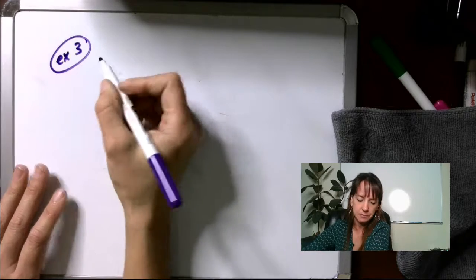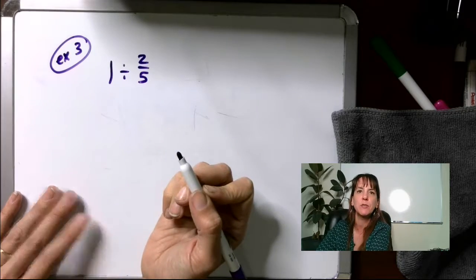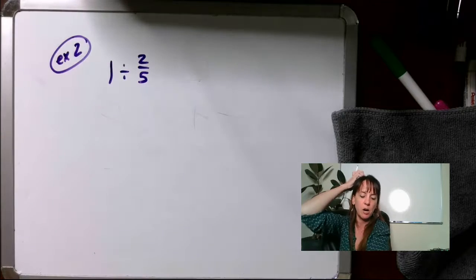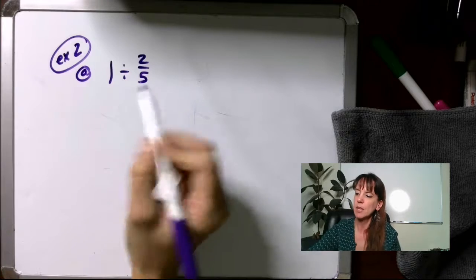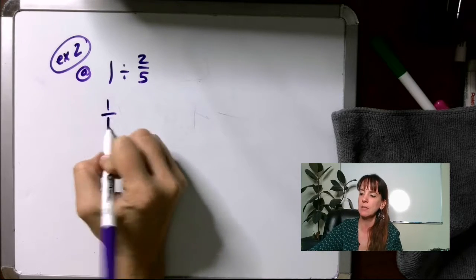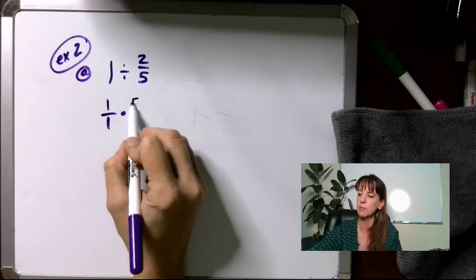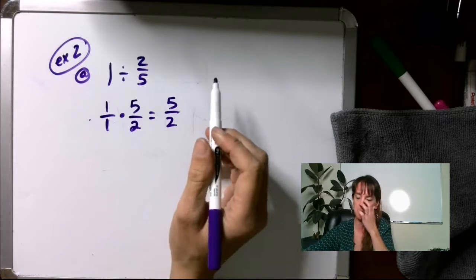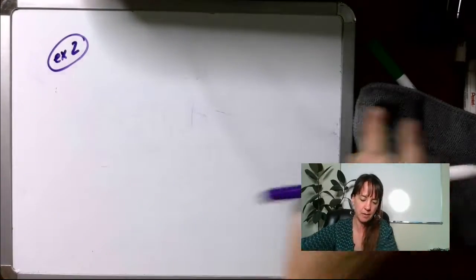Example number 3. We've got 1 divided by 2/5. Actually, this is example 2, technically. The other ones were A and B. So if you're following along at home, it's on page 141, okay? So example 2, this is A. 1 divided by that, we keep this as a fraction, right? Change this to multiplication, and reciprocal, which equals 5/2. 1 times 5 is 5, 1 times 2 is 2. So there is your answer. That was A. Let's do B.